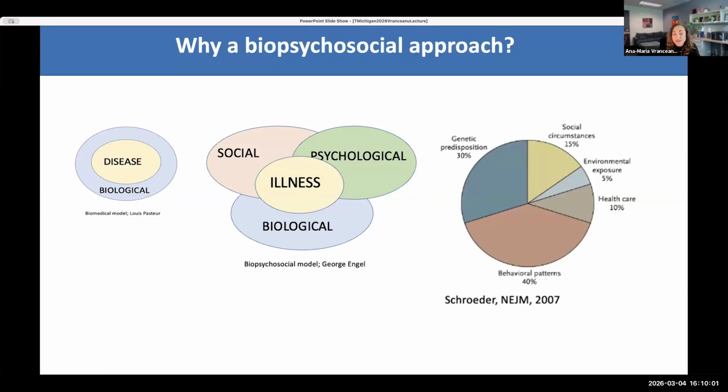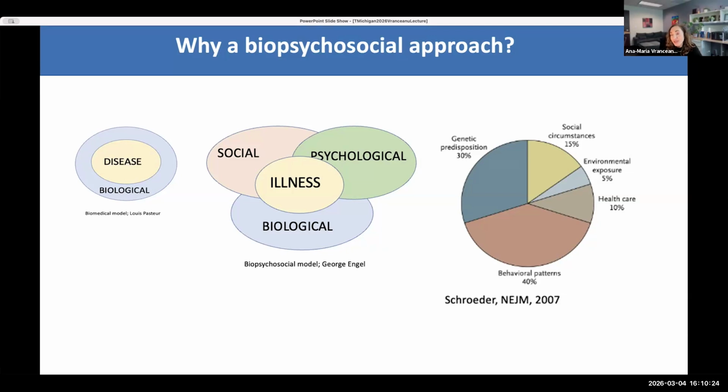And in 2007, Schroeder published a study in the New England Journal of Medicine supporting this biopsychosocial model and showing that health is a function of not only genetics, but also a large percent of variance in health is determined by behavioral factors, by psychosocial factors, which are modifiable.